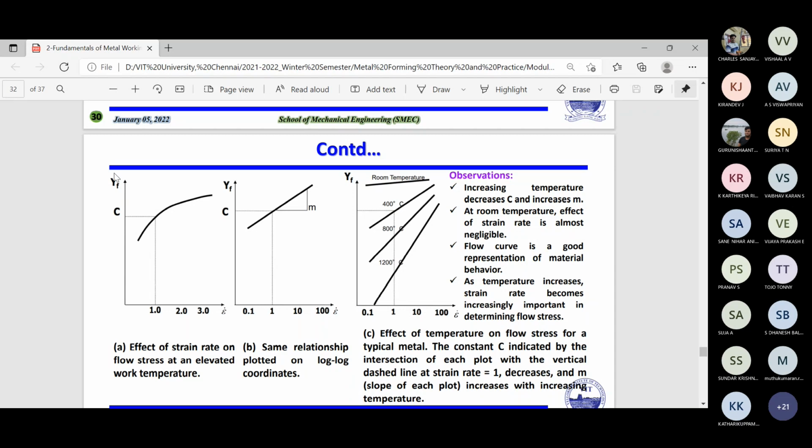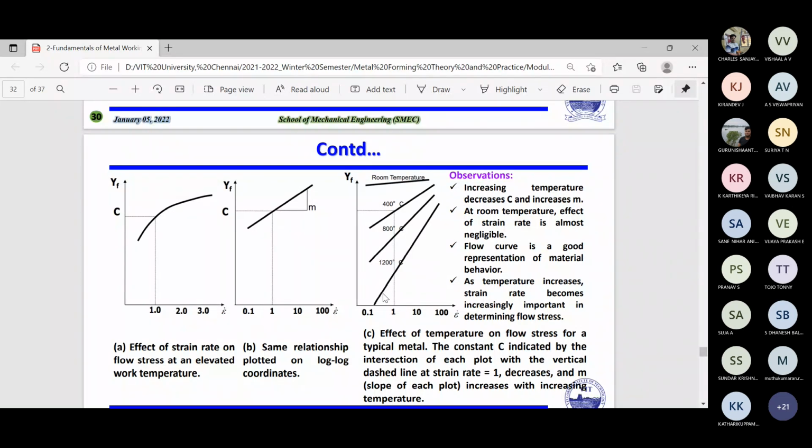You can see here, this is the flow stress on the y-axis, and this is the strain. So this shows the effect of strain rate on the flow stress at an elevated work temperature. Depending upon your material, you can find this kind of graph. Similarly, if you plot another graph with log coordinates, you can find a straight line. But how will you measure this? You have to make perpendicular lines, and only then can you measure it.